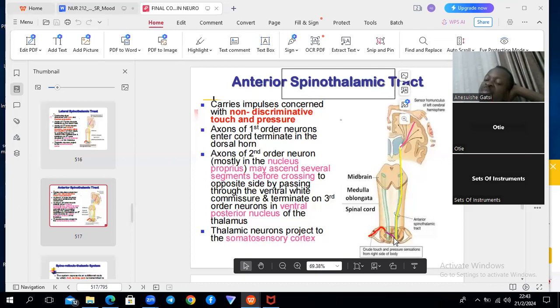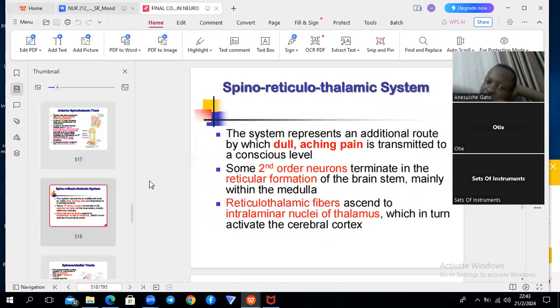It's going to decussate at the point of entry, right? Then these ones are a bit hard for you since you haven't done the brainstem, but within the brainstem, there's something called the reticular formation, right? So I'll take you through that a bit.